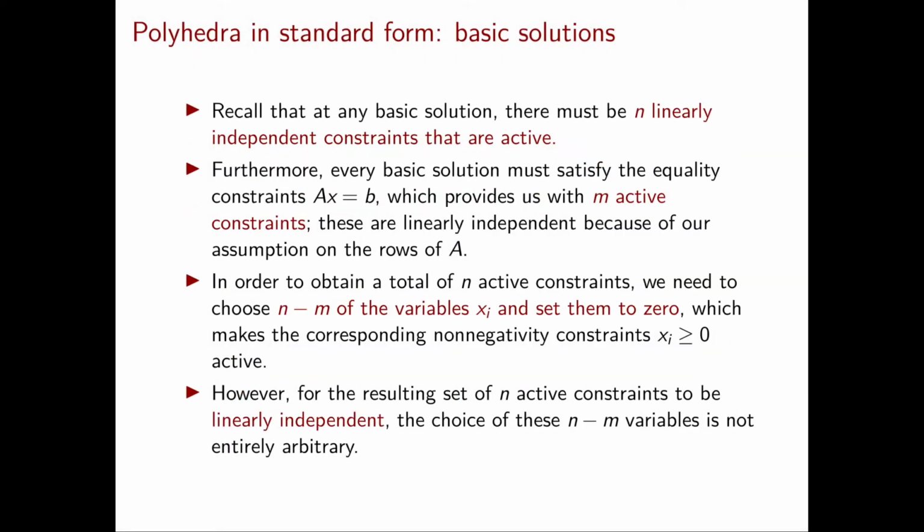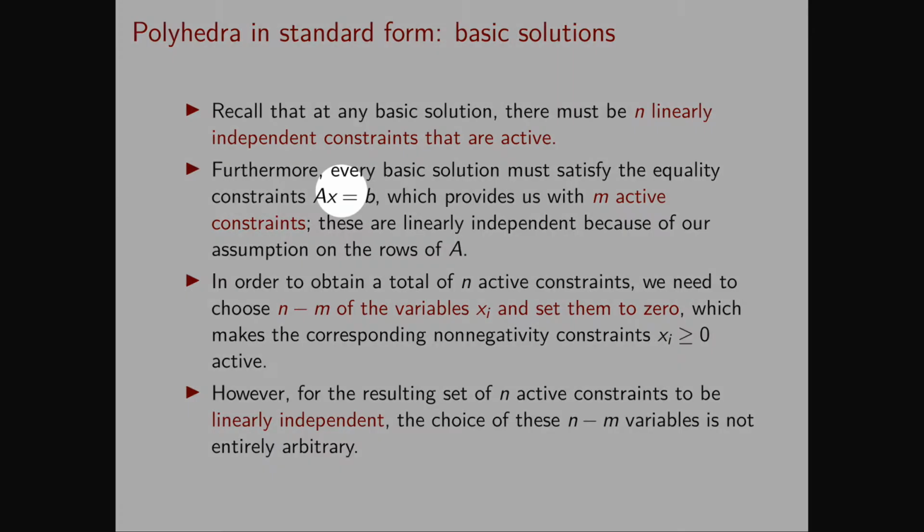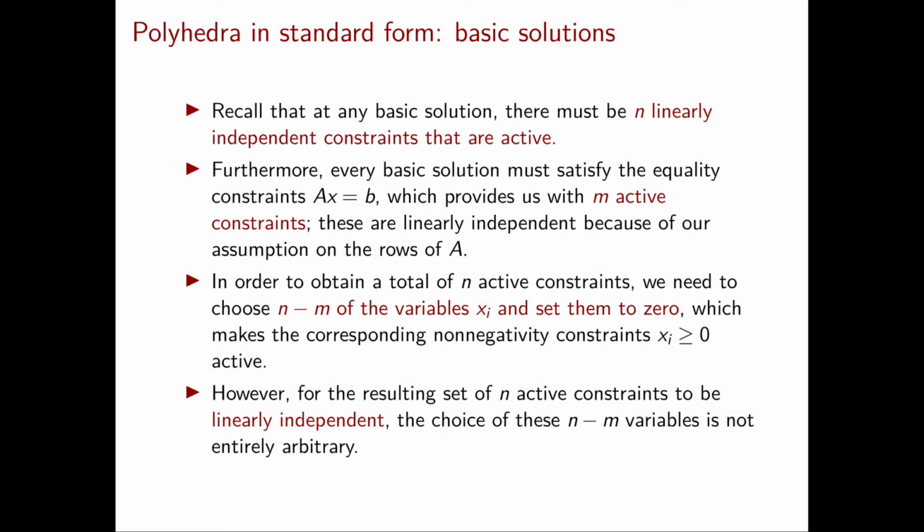Now that we have fixed our setting, let's get back to the definition of basic solution that we saw in the previous video. In particular, we needed to have n linearly independent constraints that are active. Every basic solution, by definition, must satisfy all the equality constraints Ax equal to b, and in total there must be n linearly independent constraints that are active. So let's start by looking at the equality constraints Ax equal to b. These are already m active constraints, and they are all linearly independent because of our assumption. And every basic solution will have these m active linearly independent constraints.